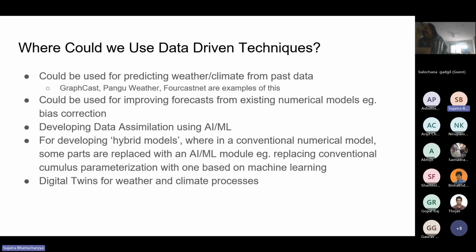Then there is a new thing that is coming in, which we call digital twins.